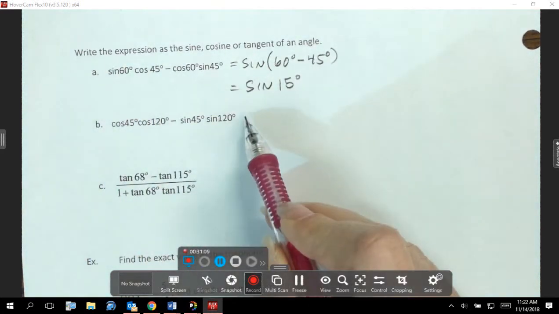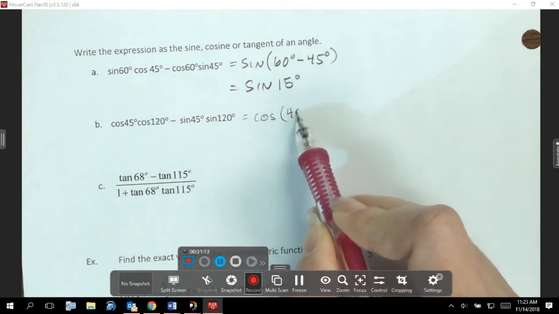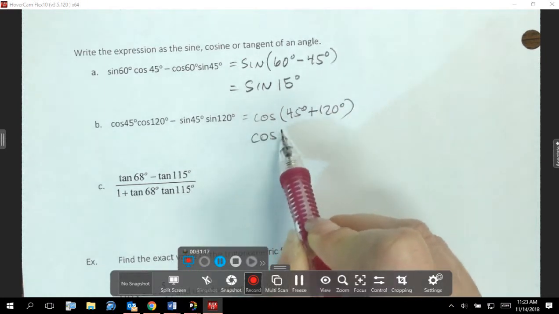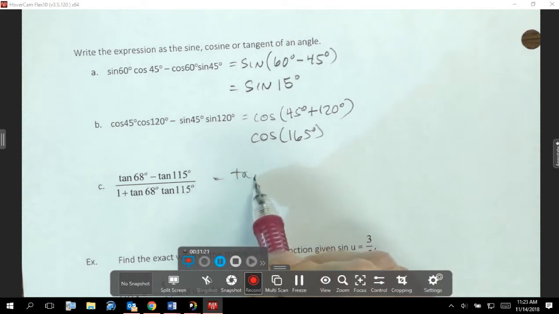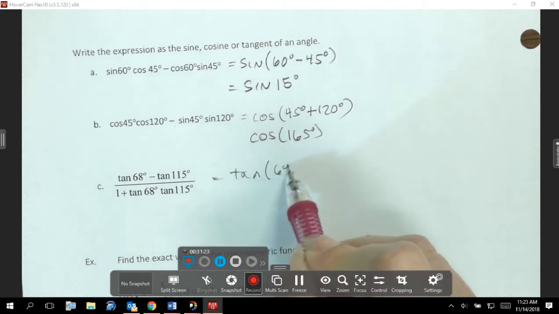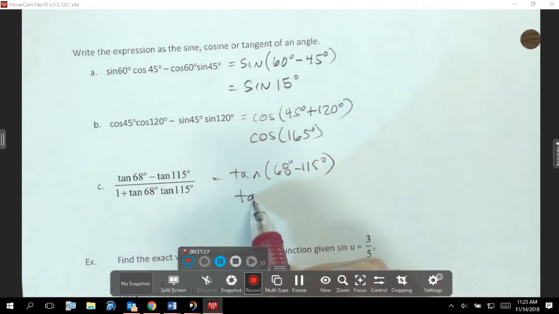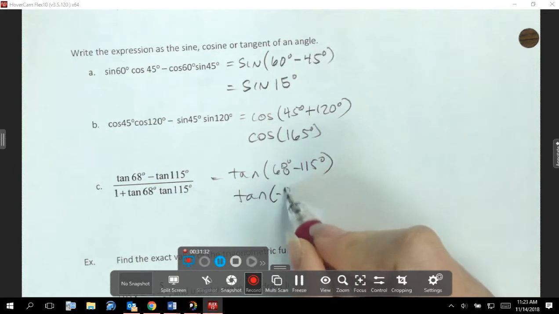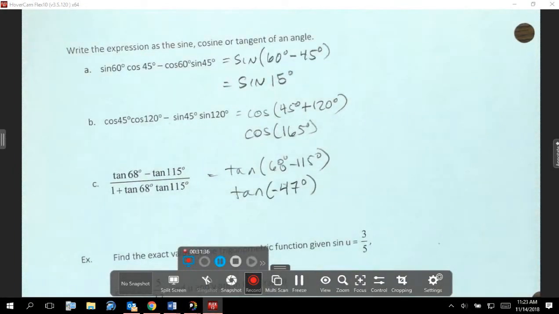So the next one's going to be cosine. And because it's a minus, it's actually plus, so we do 45 plus 120. So cosine, 165 degrees. Then this one, tangent, 68 minus 115. So we get tangent of negative 47 degrees. Did you type it in your calculator? Was it the same as your 300 and whatever? Same.